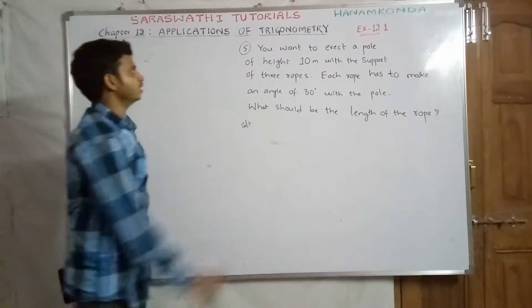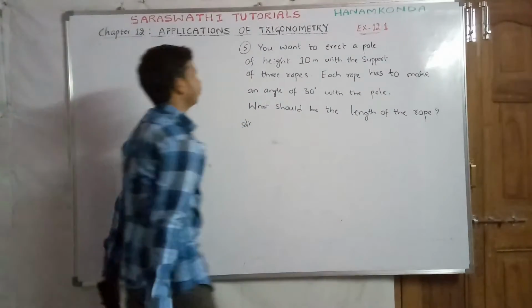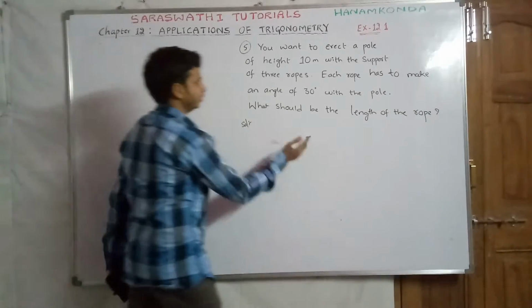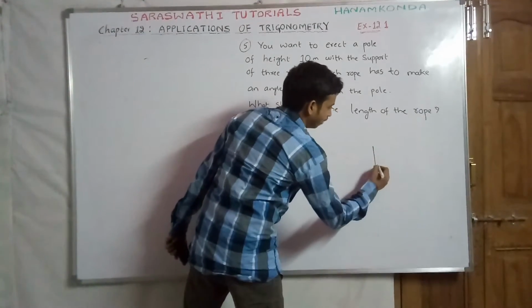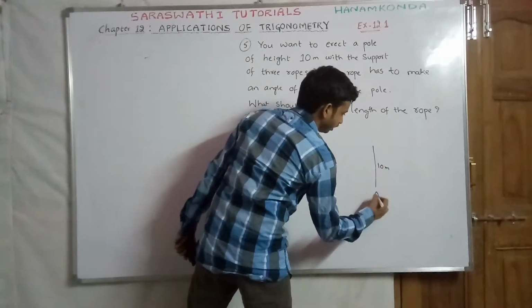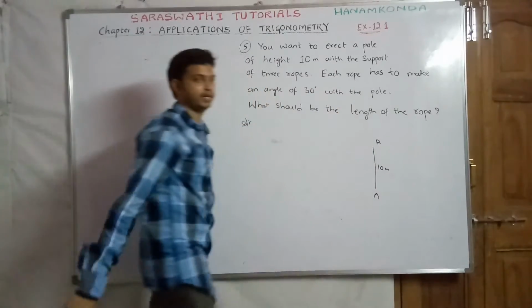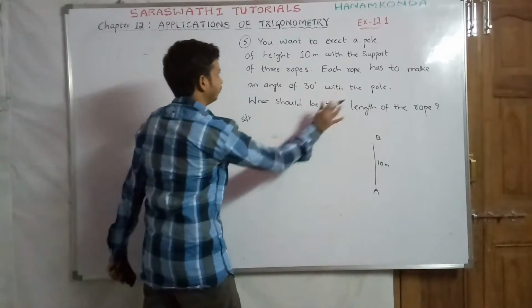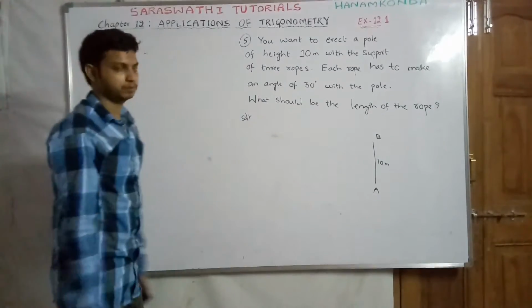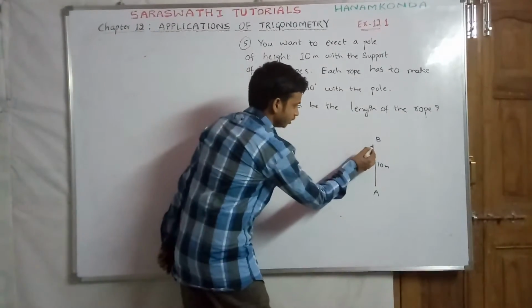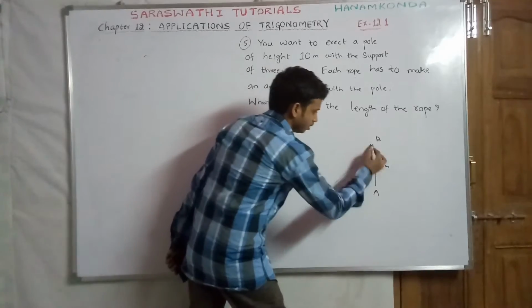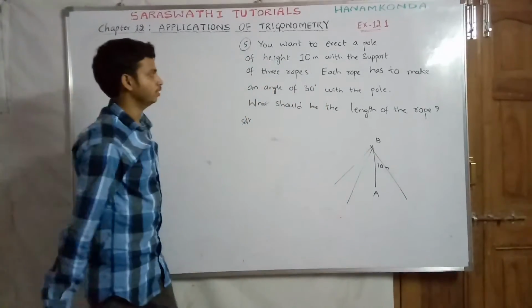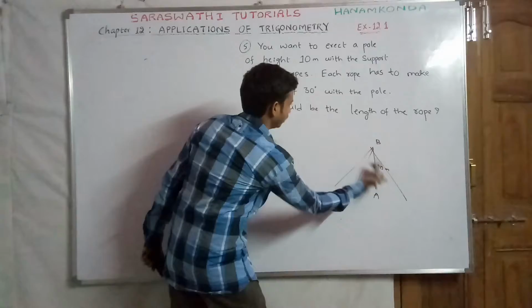So the next question is, you want to erect a pole of height 10 meters with the support of 3 ropes. Let AB be the height of the pole of 10 meters. We want to erect this pole with the support of 3 ropes.